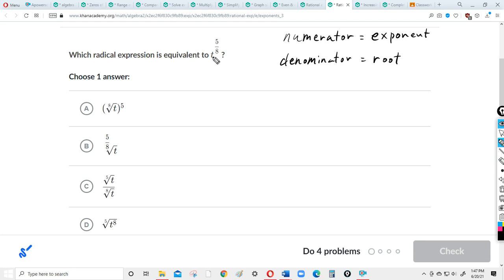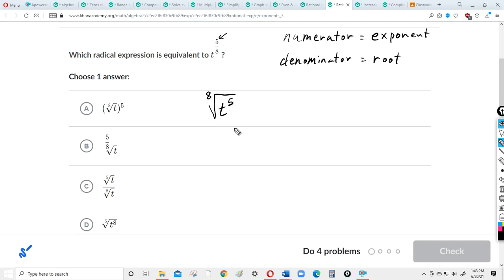So we have our variable t. We said the numerator is the exponent, so the exponent is 5, and the denominator is the root, so it's the 8th root of t to the 5th. You write the radical symbol, and it's the 8th root of t to the 5th.